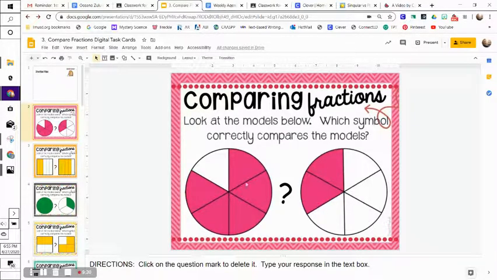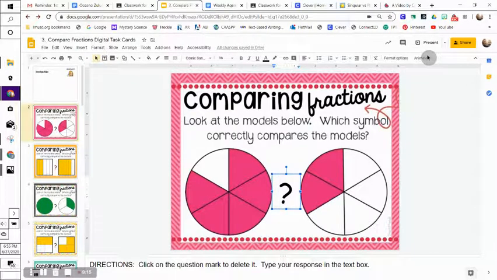Now, when I look at these two fractions, I can see that 1, 2, 3, 4, 5 sixths of this fraction is shaded in versus 2 sixths of this circle is shaded in. So this fraction is greater. So I'm going to click on the question mark and delete it. The greater than, less than symbols are right by the letter M on your keyboard. You'll hit the shift key and it should come in there.